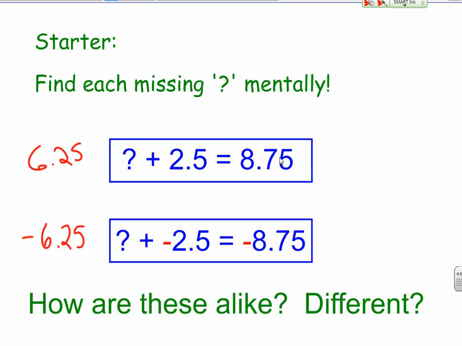So we started off today with just finding this missing question mark number mentally, and all of you knew that if I want to know what I add to 2.5 to get 8 3/4, I just subtract, so it's 6 1/4. And if I'm asking what do I add to a negative 2.5 to get a negative 8.75, it's negative 6 1/4. So they're alike in that they're the same numbers, but they're different in that this is like money in your pocket and this is a debt.